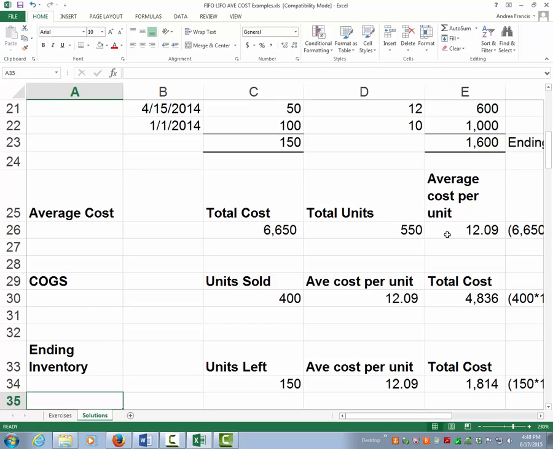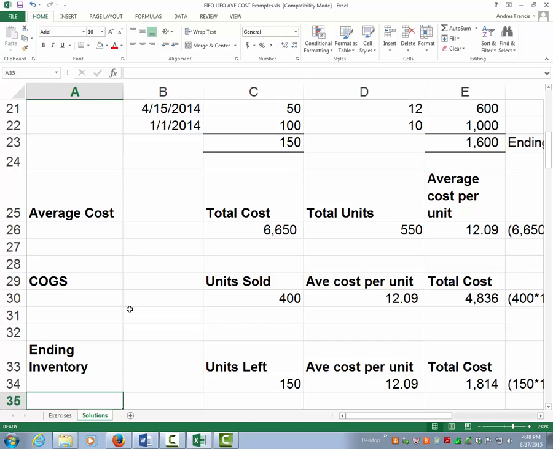So notice how we are not using dates or anything like first in or first out. We are simply taking 3 steps. Total cost divided by total units gives you an average cost per unit. That average cost is then used to multiply by the number of units sold to get to cost of goods sold of 4,836. It is then also used to multiply by the units left to get you an ending inventory of 1,814.